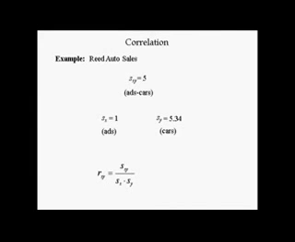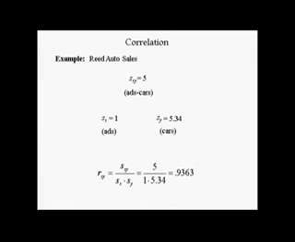The sample correlation is the ratio of the sample covariance, S sub xy, and the product of sample standard deviations, S sub x and S sub y. The sample covariance was 5 ad cars. The sample standard deviation of x was equal to 1 ad, and the sample standard deviation of y was equal to 5.34 cars. The units of the statistics cancel out, hence the sample correlation coefficient is equal to 0.9363.